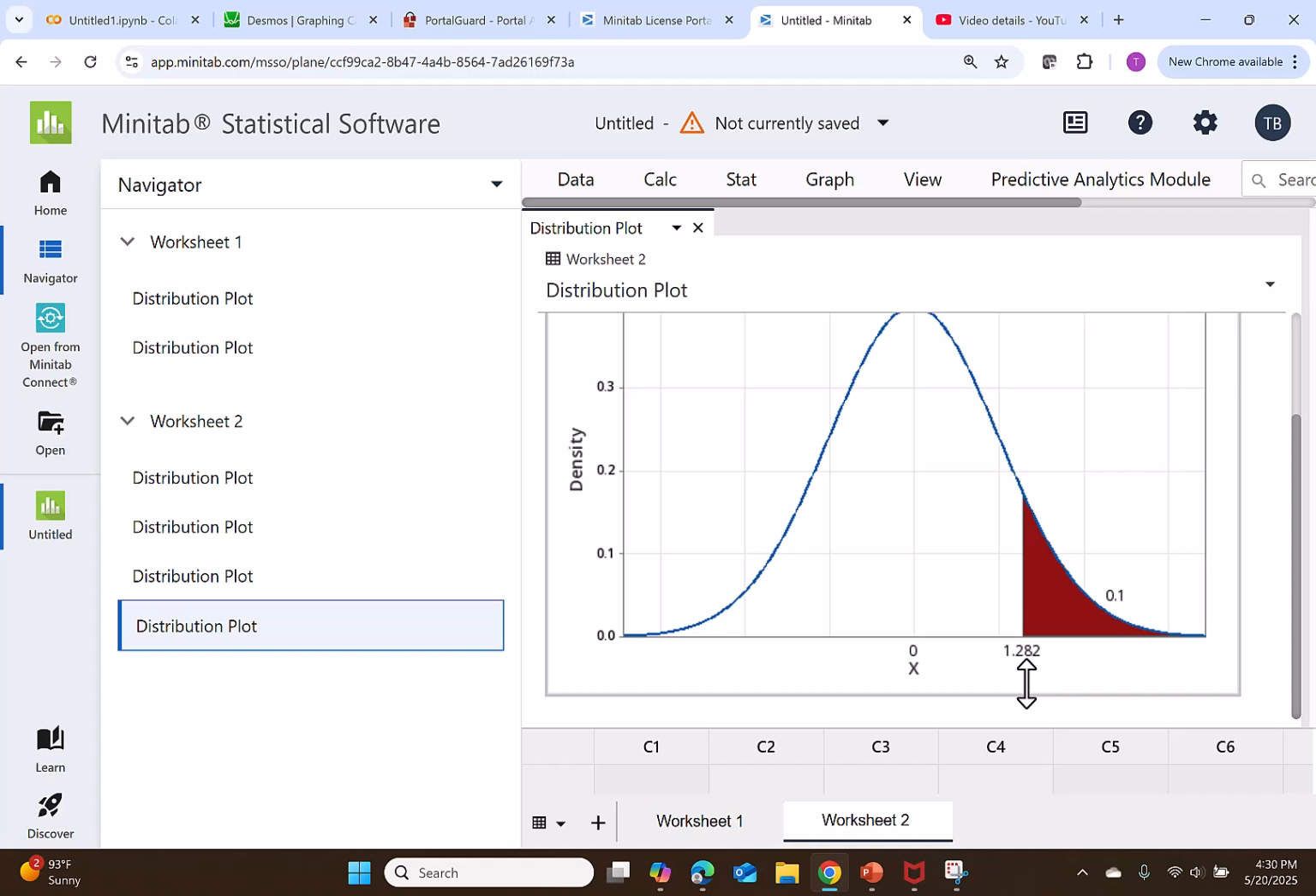For now, we won't look for z-scores that correspond to outer regions or between two z values. We'll save that for later in the class. We want to get used to using the normal distribution in Minitab to find z-scores and for finding probabilities.